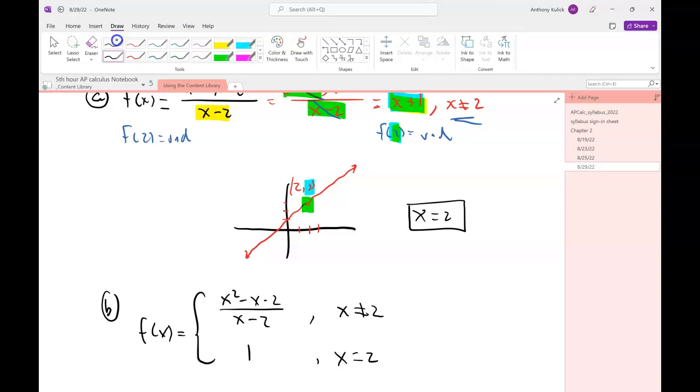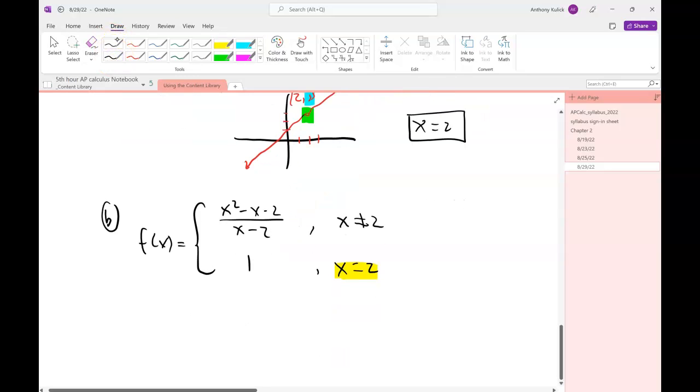Now, is 2 in the domain of our function? Absolutely it is, right? It's definitely defined for 2. You guys all see that? Is this going to be continuous though, even though my function is defined on all real numbers?